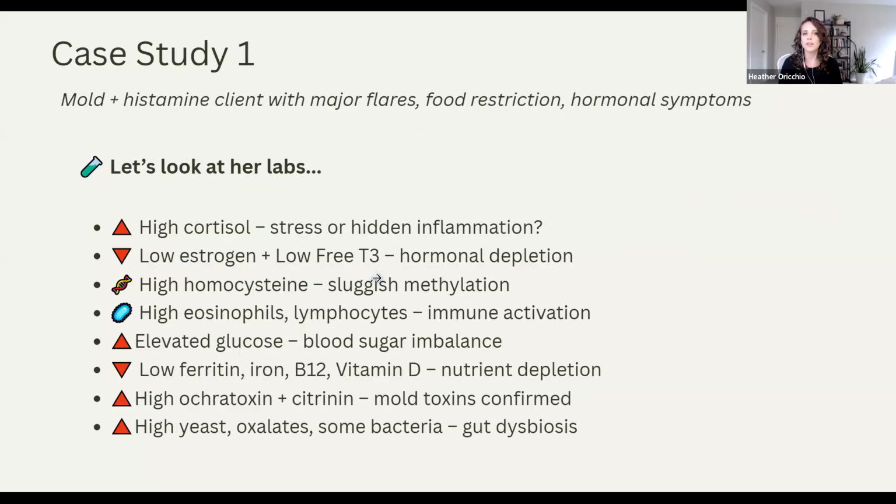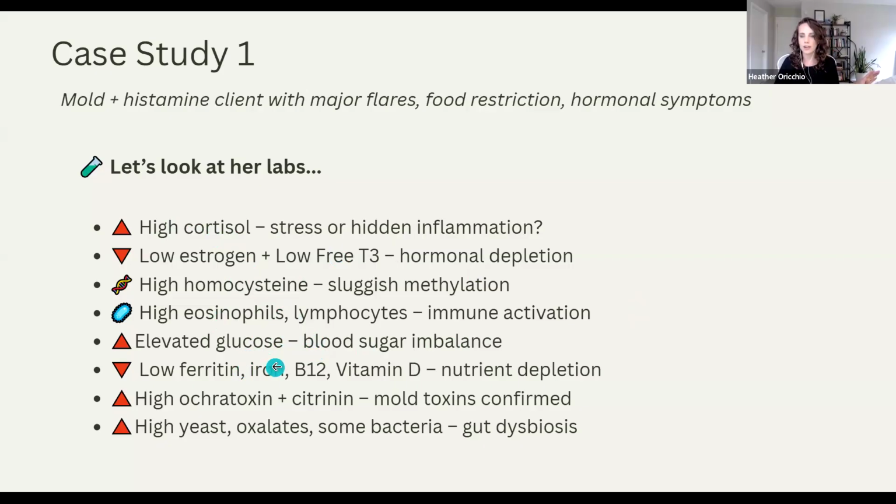With her having low estrogen but some of those estrogen dominant symptoms, it was telling me that she was a poor detoxer. And we did end up uncovering an MTHFR gene mutation among a few others. Again, she had high homocysteine, which was a big tell that she had some genetic SNPs going on with her methylation. She had high eosinophils and lymphocytes, so the immune system was under stress. We saw elevated glucose, which of course goes hand in hand with that adrenal stress. She had very low ferritin, low iron, low B12, low vitamin D.